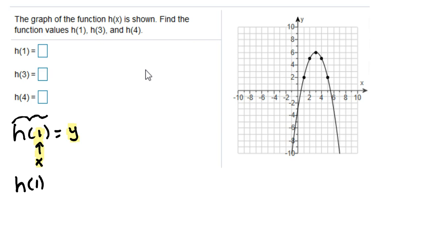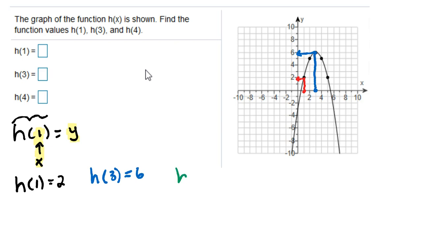So for h of 1, I'm going to go to the graph and find an x value of 1, go up to the graph and over to the y value. So that y value is 2. H of 1 equals 2. So then let's do h of 3. I'm going to go to an x value of 3, go up to the graph, then over to the y value to get 6. H of 3 is 6.